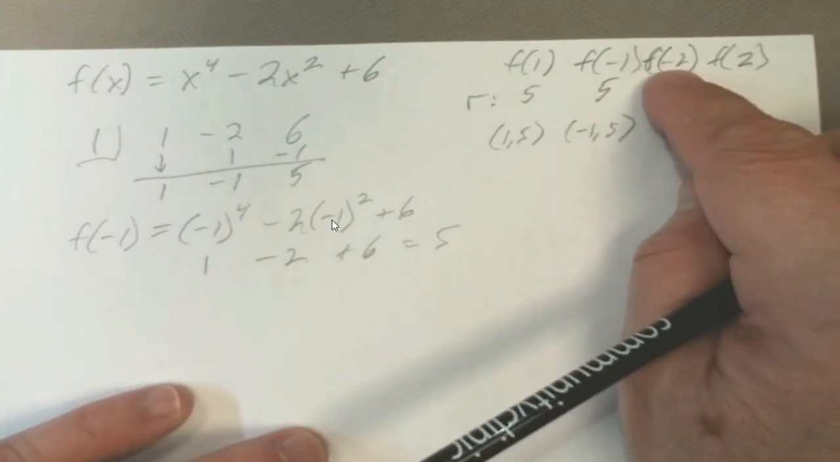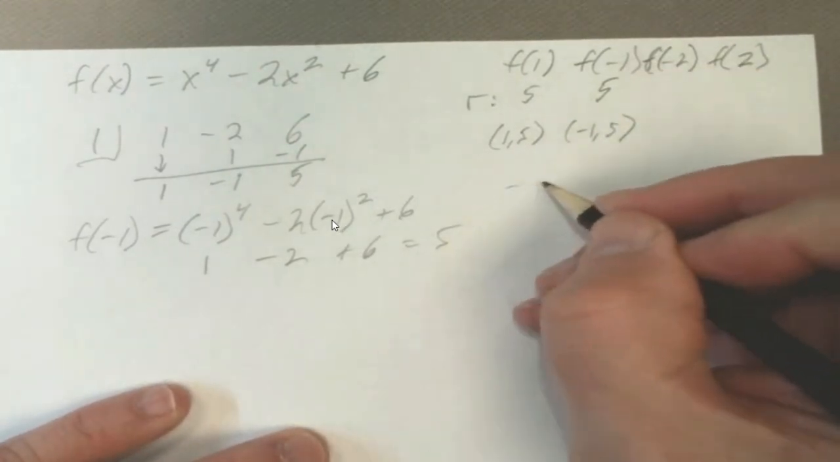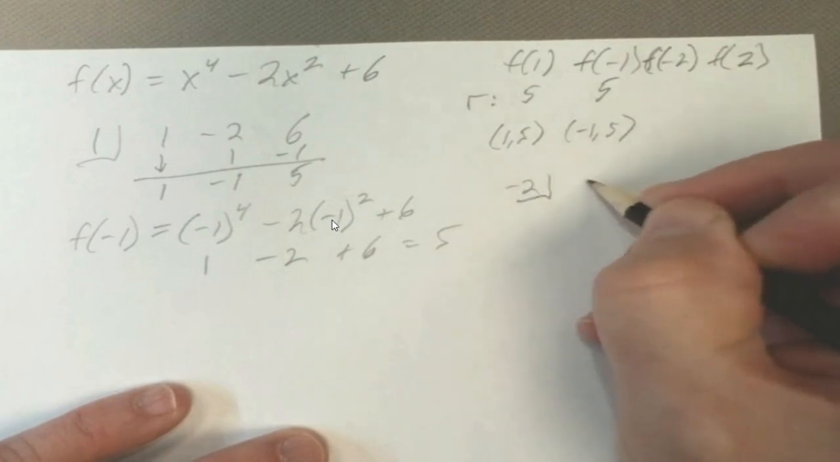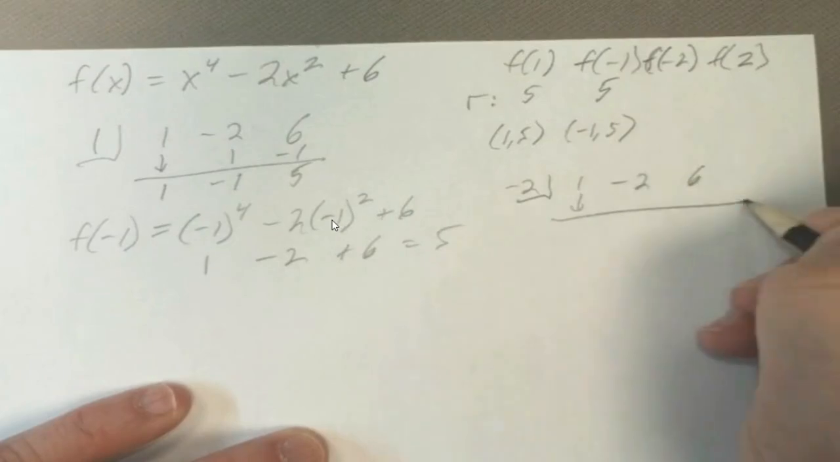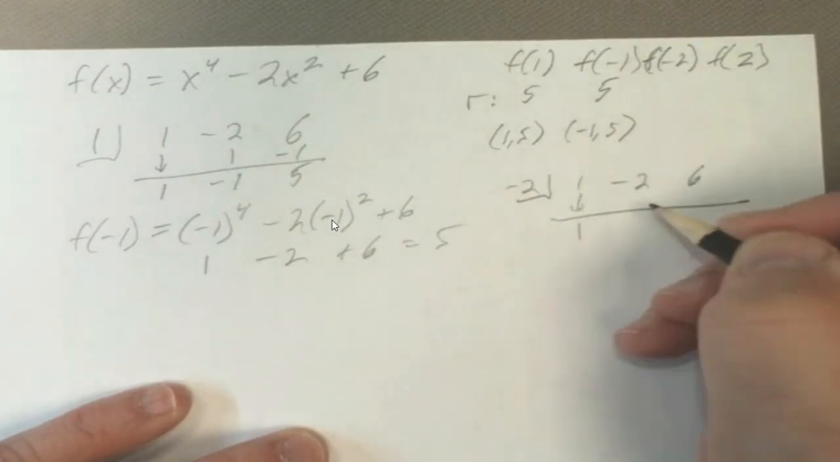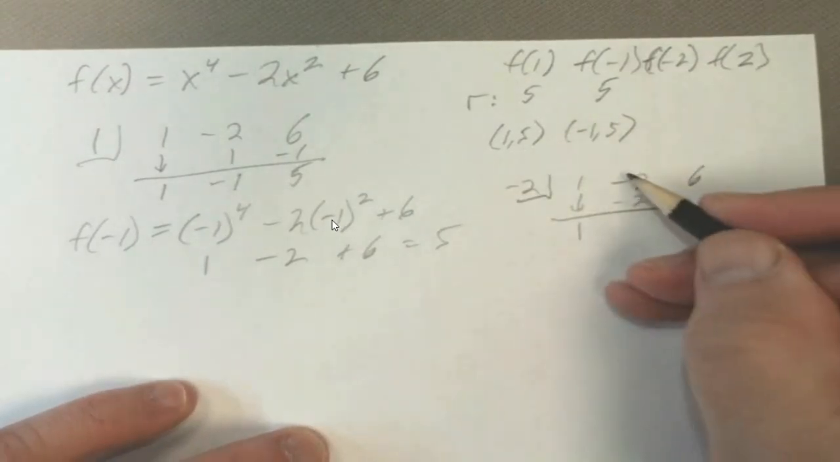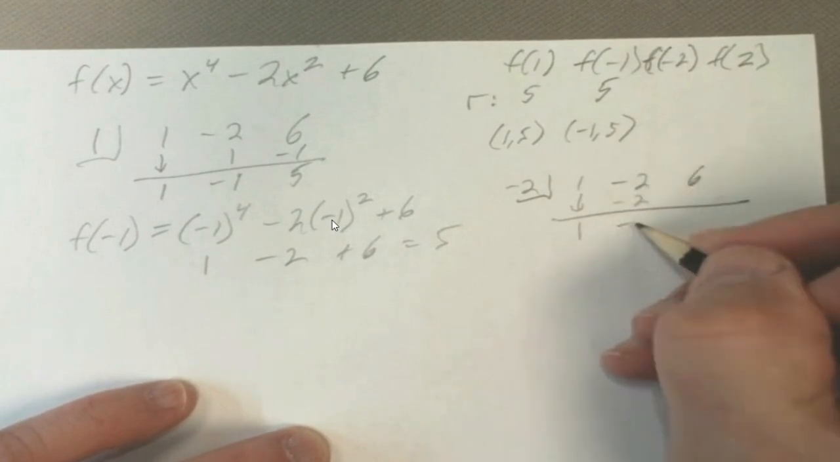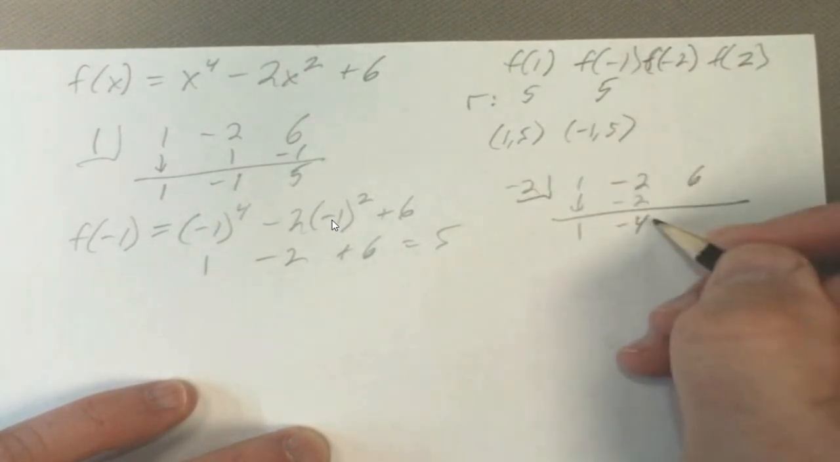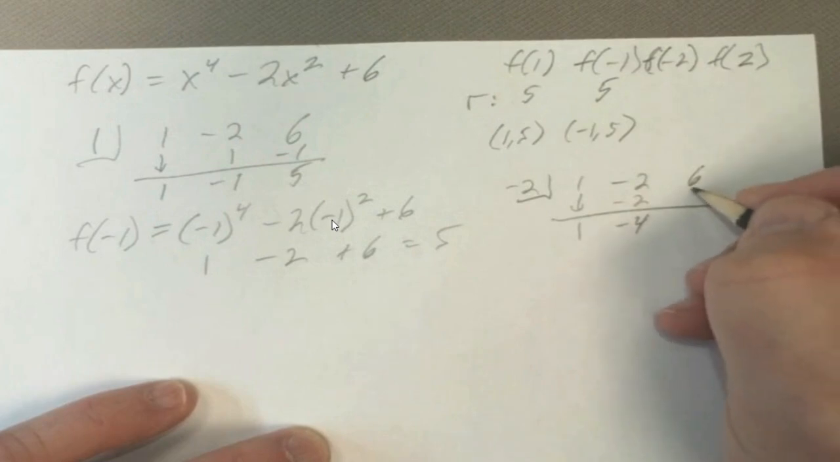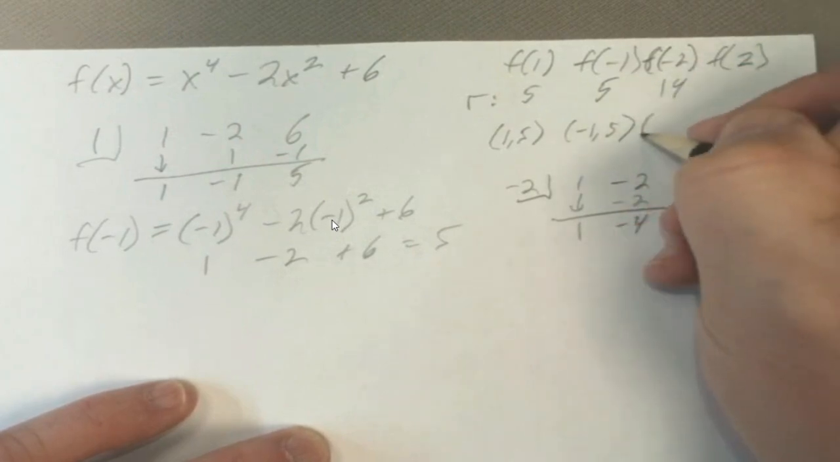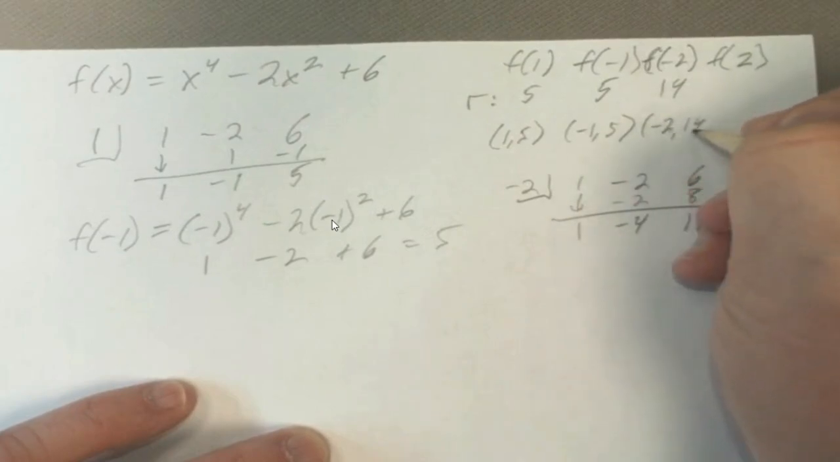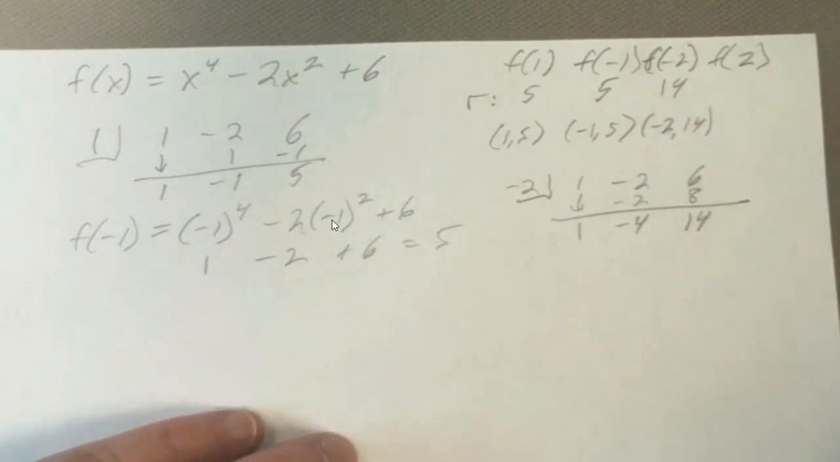So pretty quick. Let's look at negative 2. We'll do synthetic division for the first one. 1, negative 2, and 6. Negative 2 times 1 is negative 2. Negative 2 plus negative 2 is negative 4. Multiply negative 2 times negative 4 is a positive 8. So we have a remainder of 14. So the point (-2, 14) is on the graph.